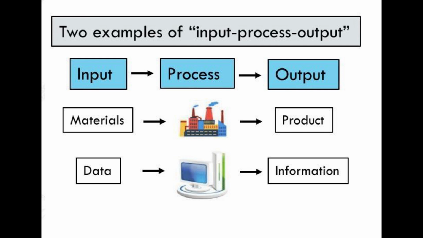The following picture gives information about 2 examples of input-process-output. It shows how the process is done. The steps include materials, factory, and product. According to this picture, the first step is input materials. According to this picture, the second step is to go to the factory. You can see from this picture that the third step is to become the product, which is the output.